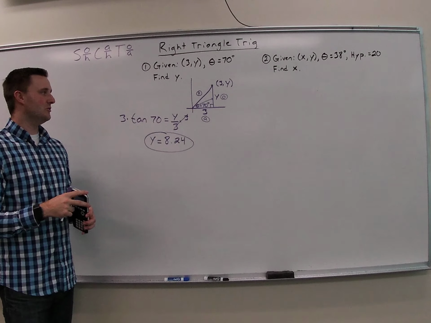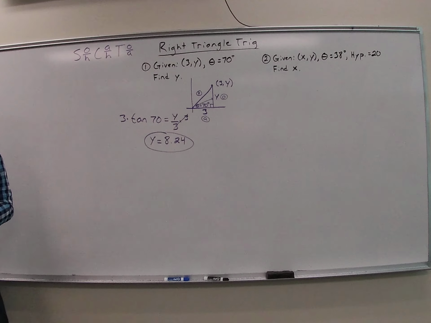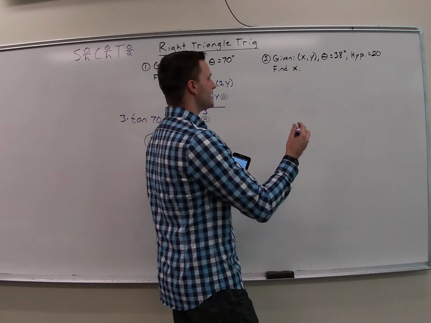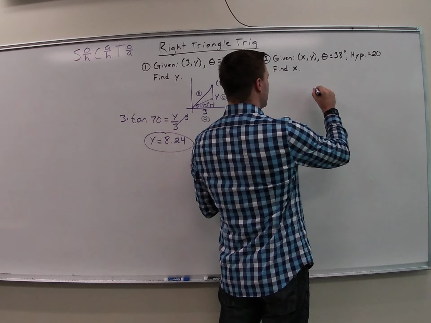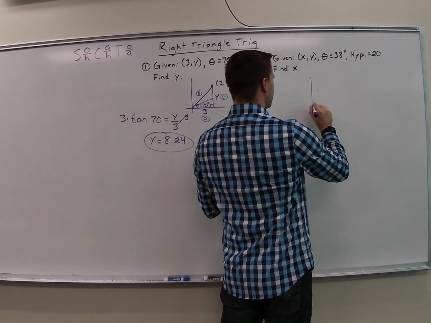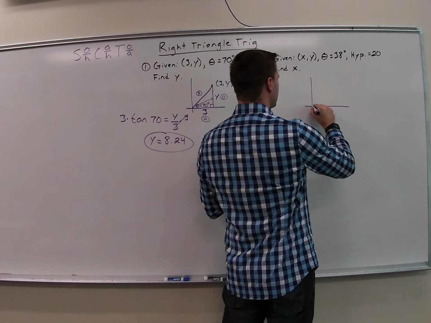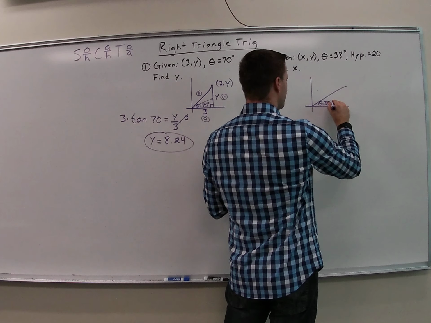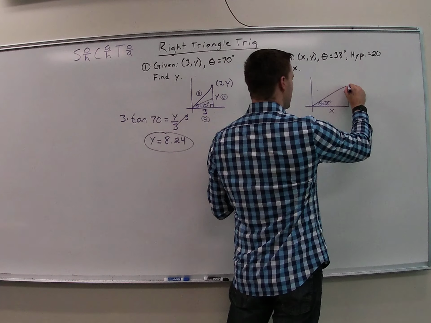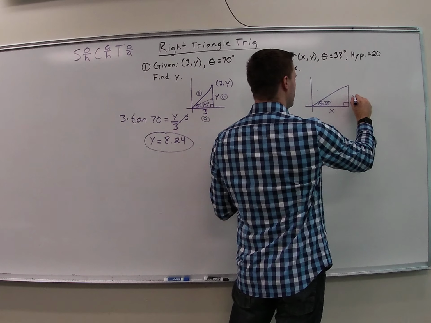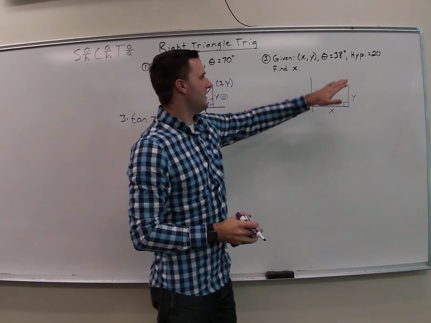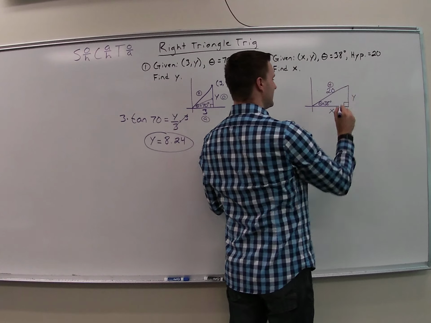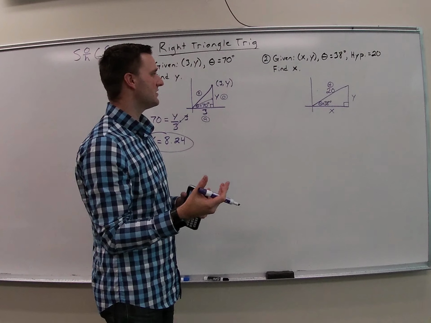We can find that using right triangle trig. Now let's take a look at number 2. Over here, we're given some point, x comma y. I'm given that theta is 38 degrees. I know this is x, I know this is y, and here's my right triangle. I also am told that the hypotenuse is a distance of 20. So my hypotenuse is a distance of 20.